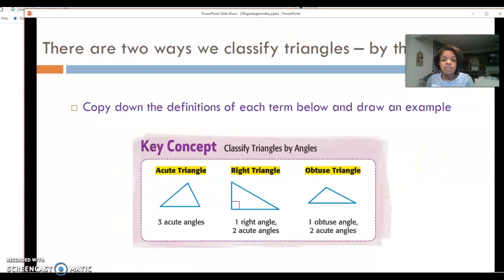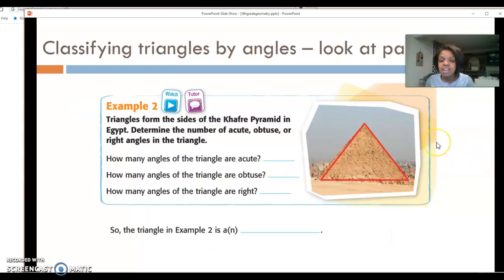Okay? So this says some key concepts. Copy down the definition of each term below and draw an example. So take some time, pause the video, write this, and please forgive me for yawning, guys. I'm sorry, but my allergies are getting the best of me. Alright, so next one.